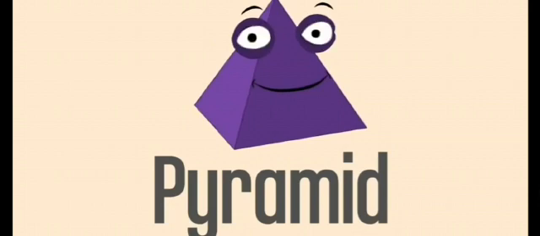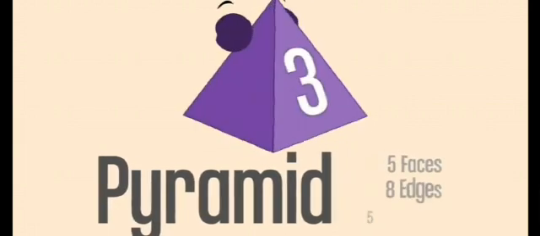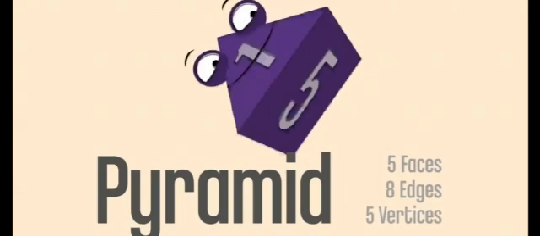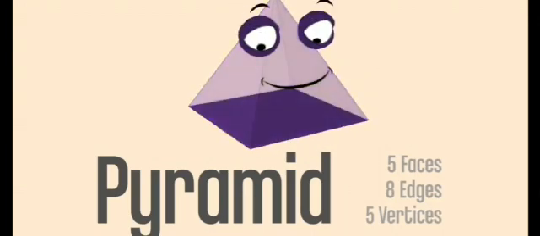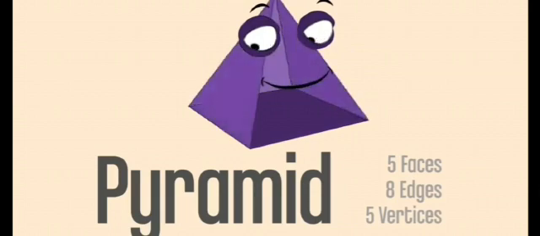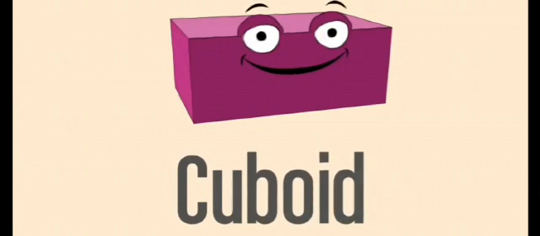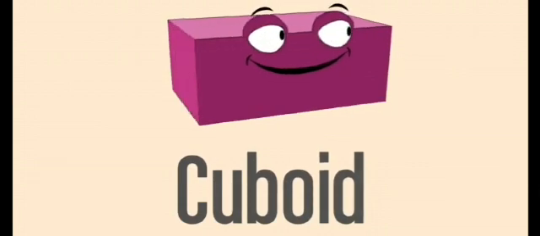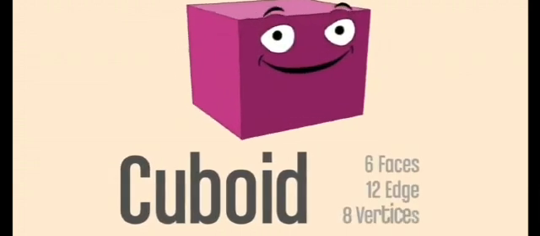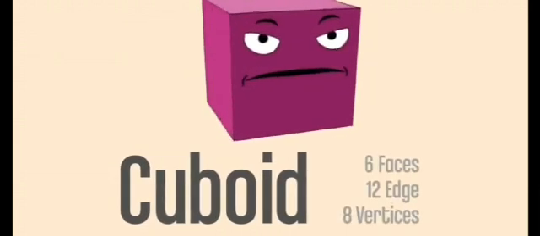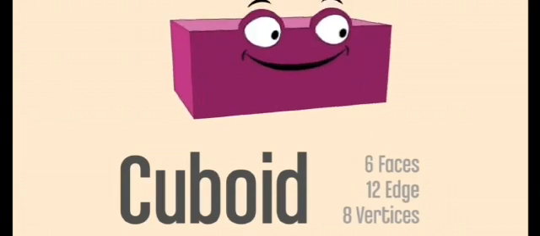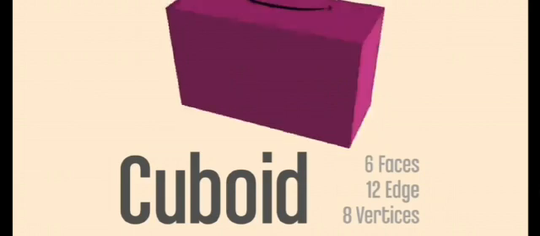Now as you can see, here is a pyramid. 1, 2, 3, 4, 5. So it has 5 faces and 8 edges and 5 vertices. You need to learn the 5 faces of a pyramid. Now here is a cuboid, a happy cuboid. Now let's count the faces of a cuboid. It has 6 faces and 12 edges and 8 vertices.